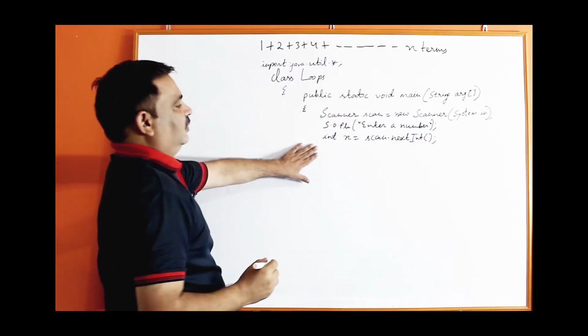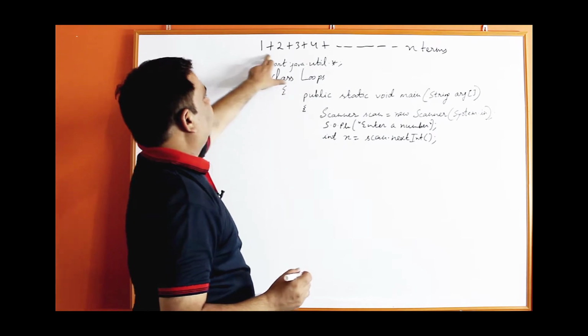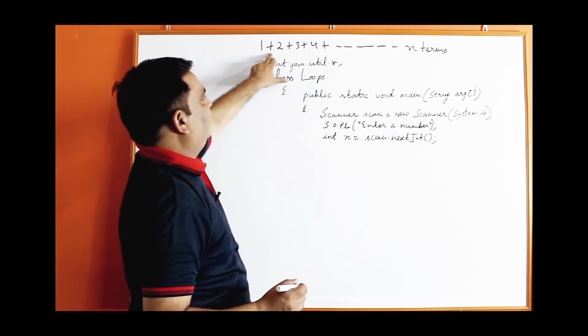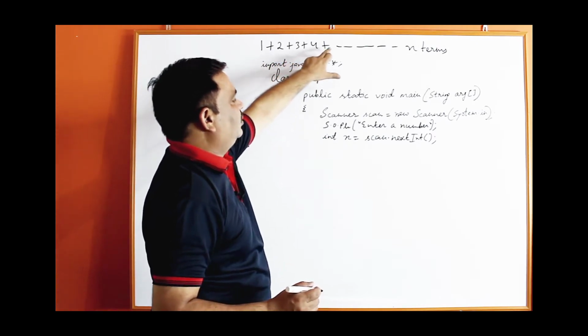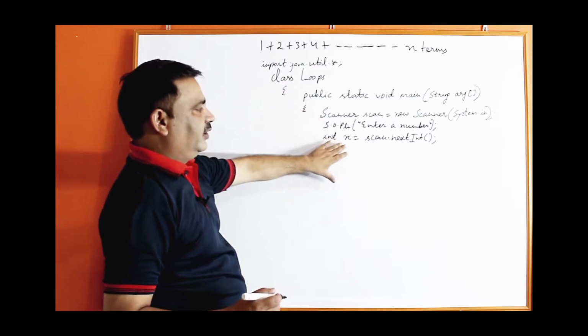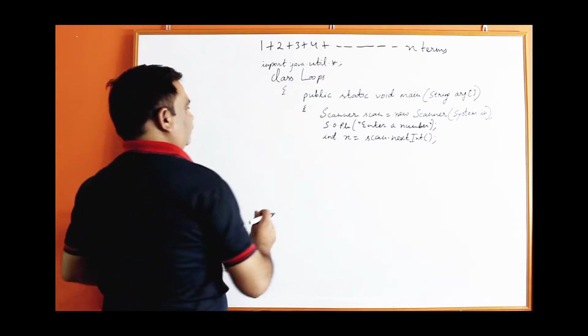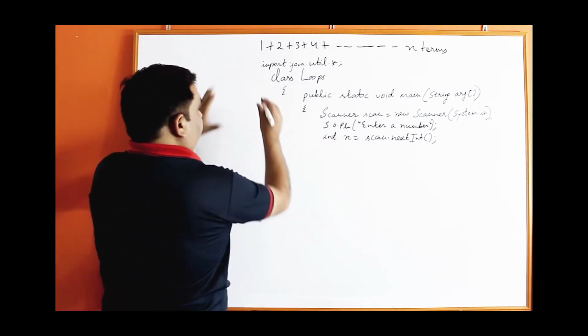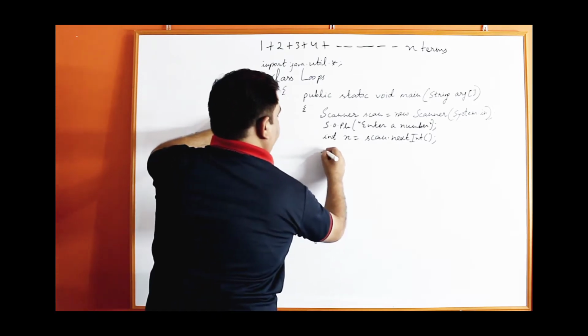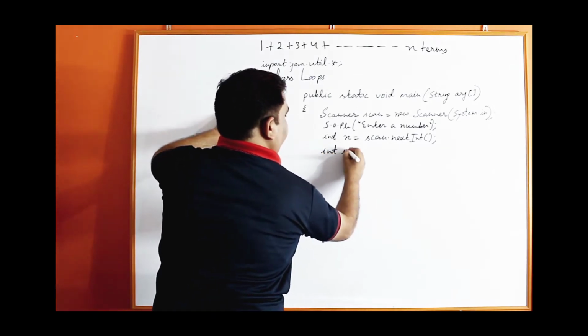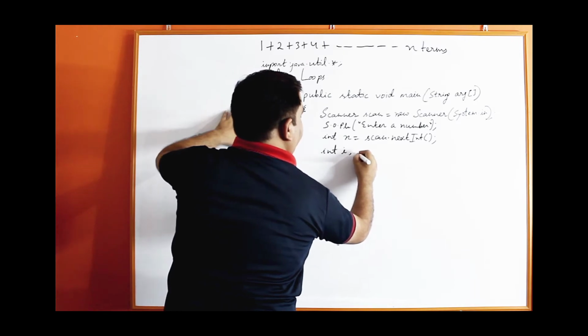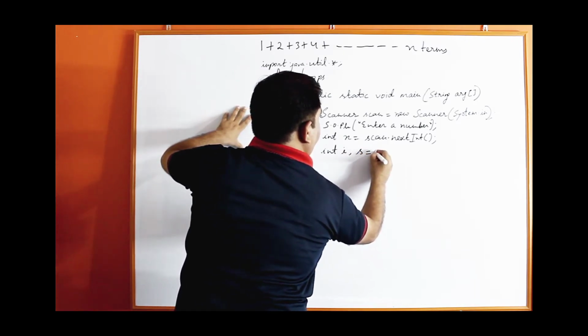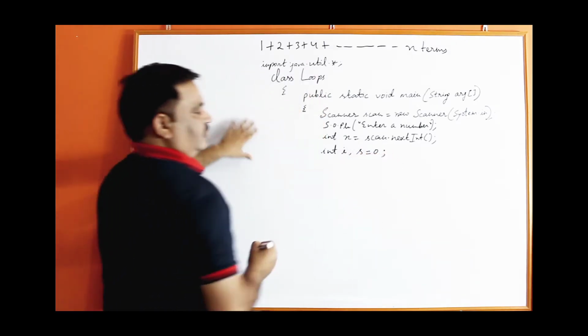Suppose n is 4, then we have to find the sum up to here. If n is 5, then 1 plus 2 plus 3 plus 4 plus 5, it depends on the value of n. Now, we have to find the sum. For this we need some variables, like the loop variable I have taken, i, and for the sum I have taken one variable, s equal to 0.